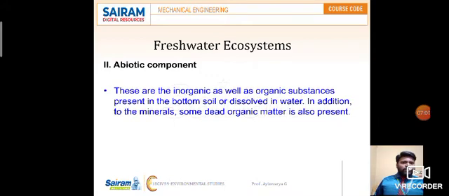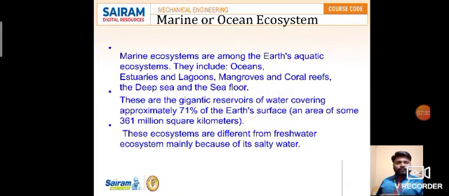Now coming to the freshwater ecosystem's abiotic components. We have finished biotic, and now the abiotic. These are the inorganic as well as organic substances present in the bottom soil or dissolved in water. In addition to the minerals, some dead organic matter is also present. Not only the living organisms, but also the inorganic substances dissolved in water and sometimes dead organic matter under the fresh water are called abiotic components.